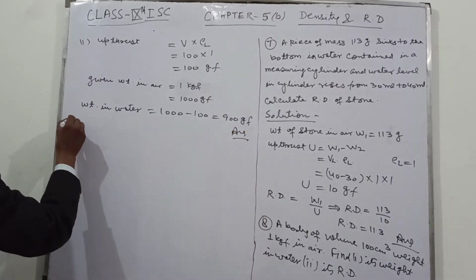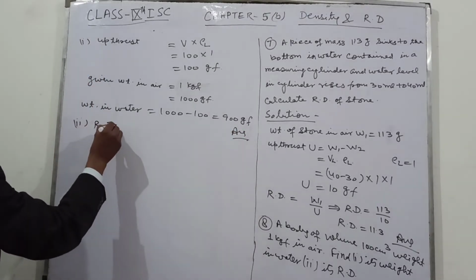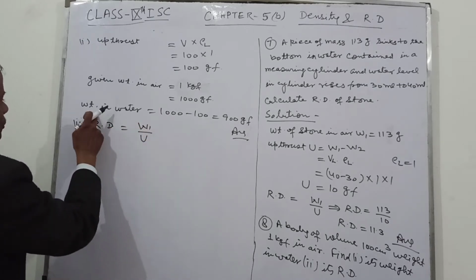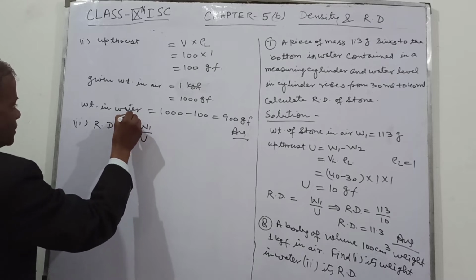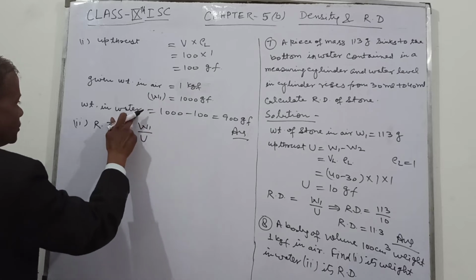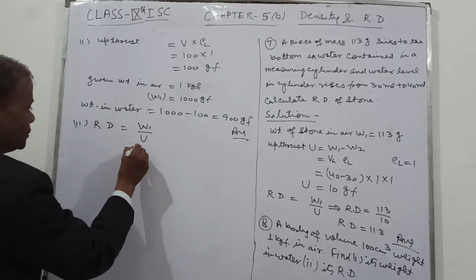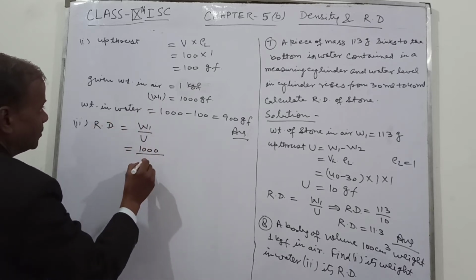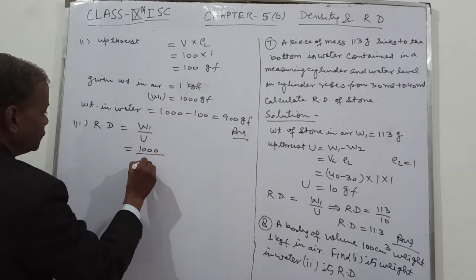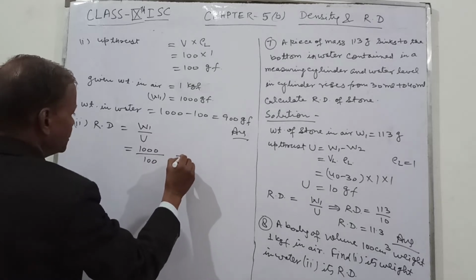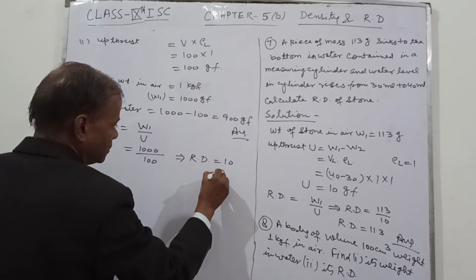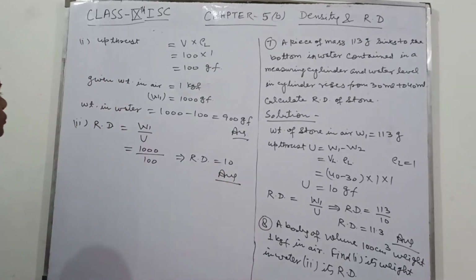And now for the second, we have to find the RD. RD equal to W1 upon U. So this is W1, which is 1000, upon the upthrust, which is 100. So RD is equal to 10. This is the answer to this question number 8.